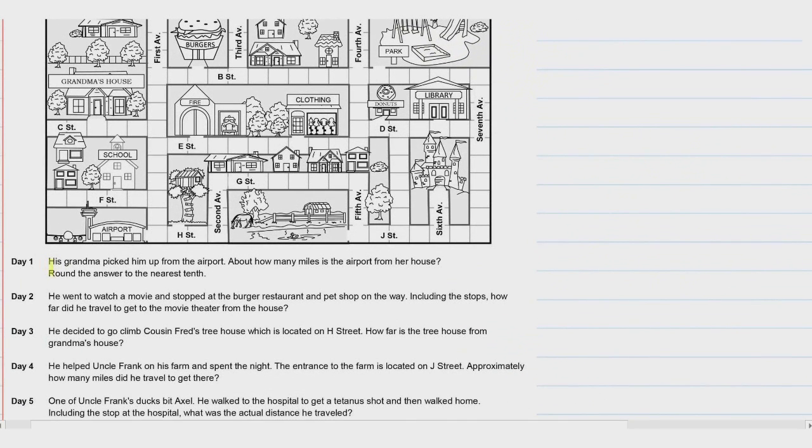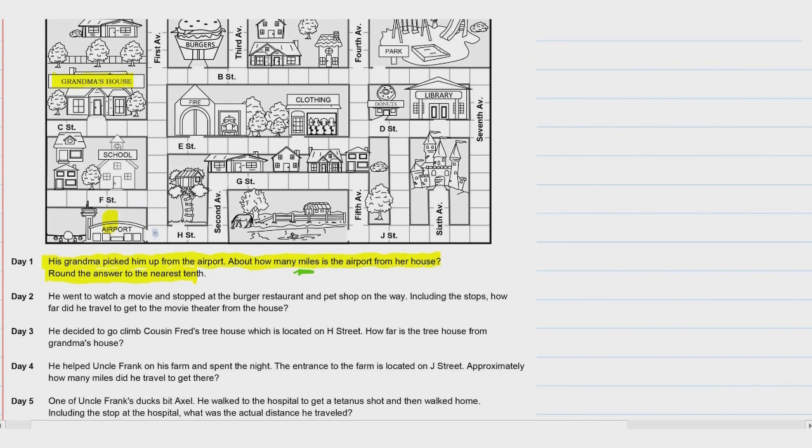Day 1. His grandma picked him up from the airport. About how many miles is the airport from her house? So here's the airport and here is her house. Round the answer to the nearest tenth. And the question says miles. So we're going to need to find out how many squares, then calculate that into feet, and then divide that answer by 5,280 to calculate how many miles.